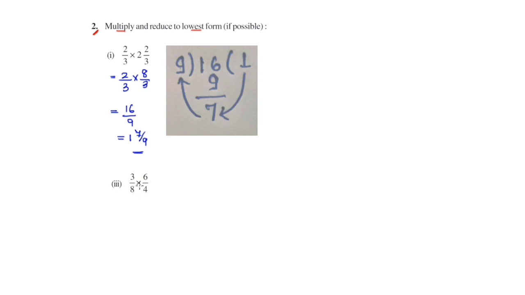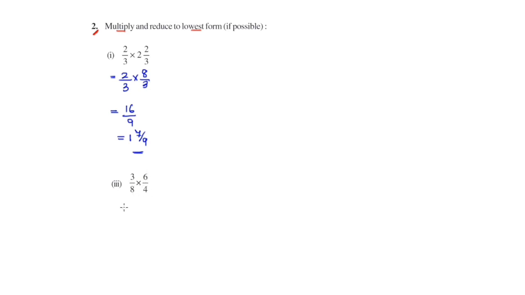Now moving to question number 3. In this question again we need to do the same. But before solving the question, if they have any common factors, you can reduce them. If you see, 6 and 8 have common factors: 2 threes are 6 and 2 fours are 8. So we can reduce it here also. Now if you multiply the numerator part, we are left with 3 times 3. So we will write 9 as the numerator over 4 times 4, which is 16, as the denominator part.